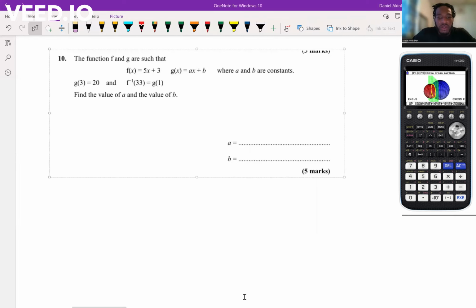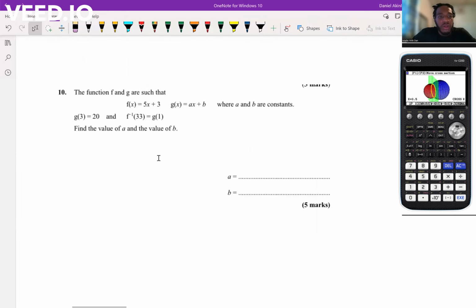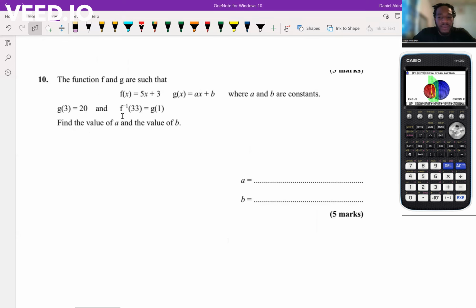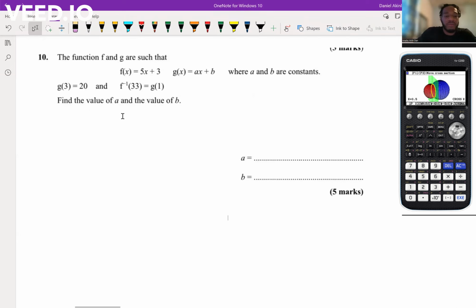Okay, so we'll go through this one together. We have two functions, f and g. F of x is given as 5x plus 3, in blue. F of x is equal to 5x plus 3. And g of x is equal to ax plus b. They've given us two pieces of information. The first piece of information is that when you put in 3 into g, you get 20 out.